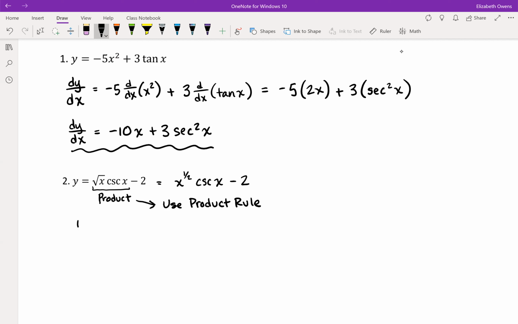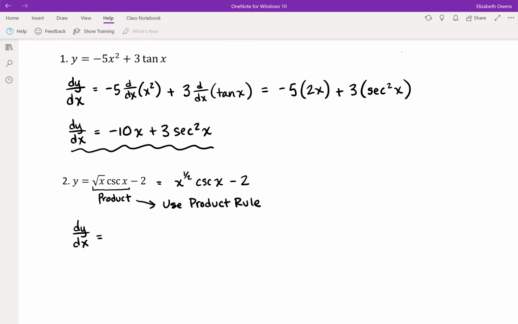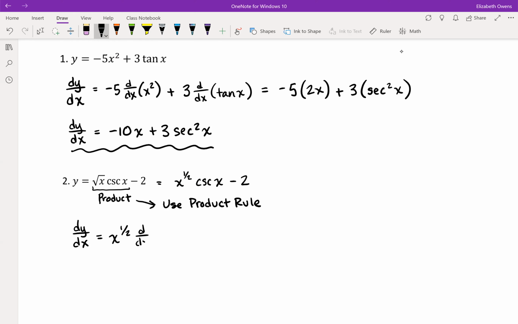All right, so then our derivative dy dx, we're going to use our product rule on that first term. We'll have our first function, first x to the 1/2, first times the derivative of the second. Okay, so x to the 1/2 times d dx of cosecant x. And then plus our second function times the derivative of the first. Okay, so that is our product. That's the derivative for this portion.